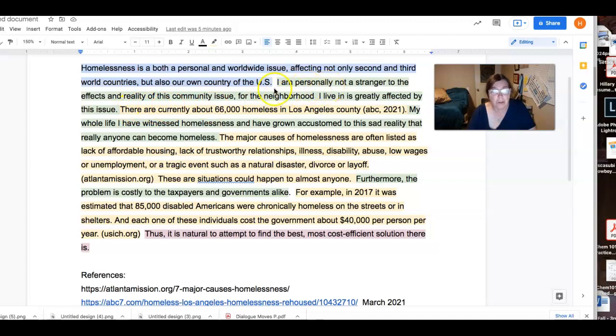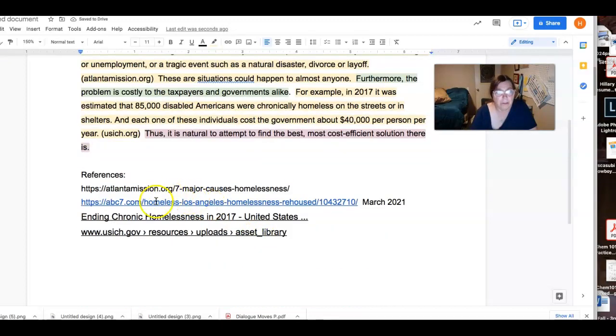I am personally not a stranger to the effects and reality of this community issue. The neighborhood I live in is greatly affected by this issue. There are currently 66,000 homeless in Los Angeles County. Then I referenced it, ABC News 2021. I should put ABC 7, and I have that website under my references right here.